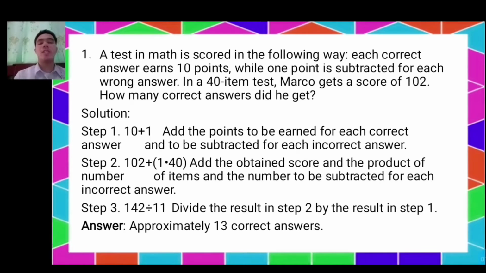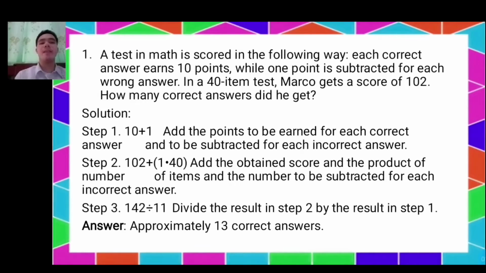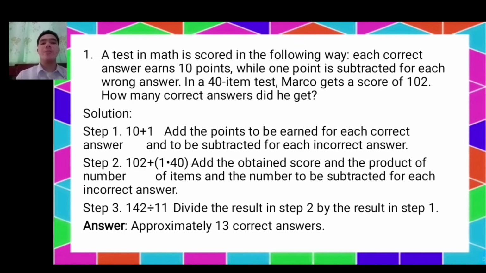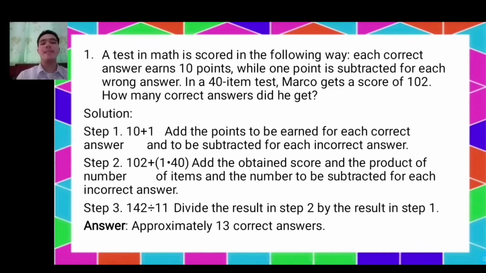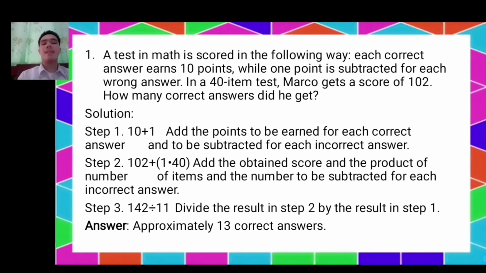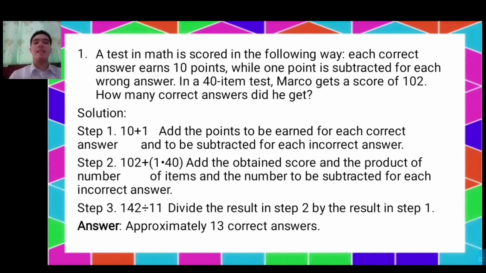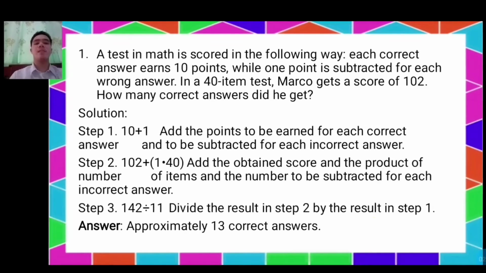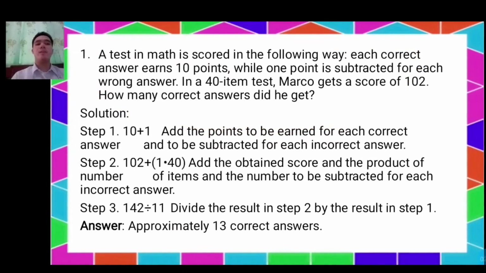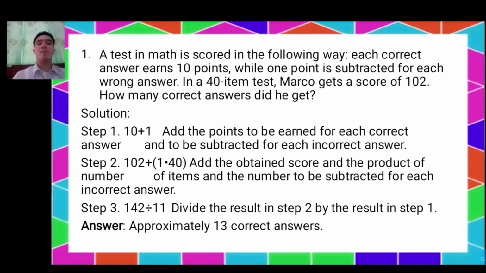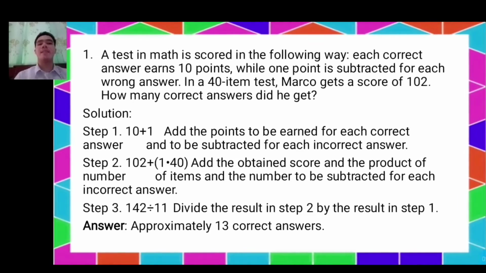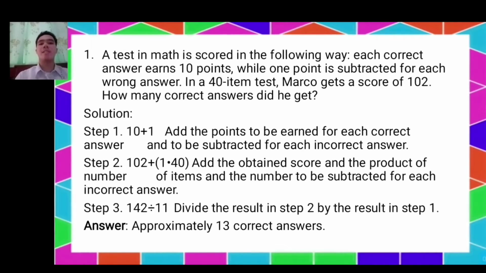That is 142. Step 3, divide the result in step 2 by the result in step 1. So 142 divided by 11 is approximately 13. We can say that Marco got approximately 13 correct answers. Okay? That will be our answer for this kind of question. So what you are going to do is to first understand the question. Second, make a plan. Then third, you have to check your answer.